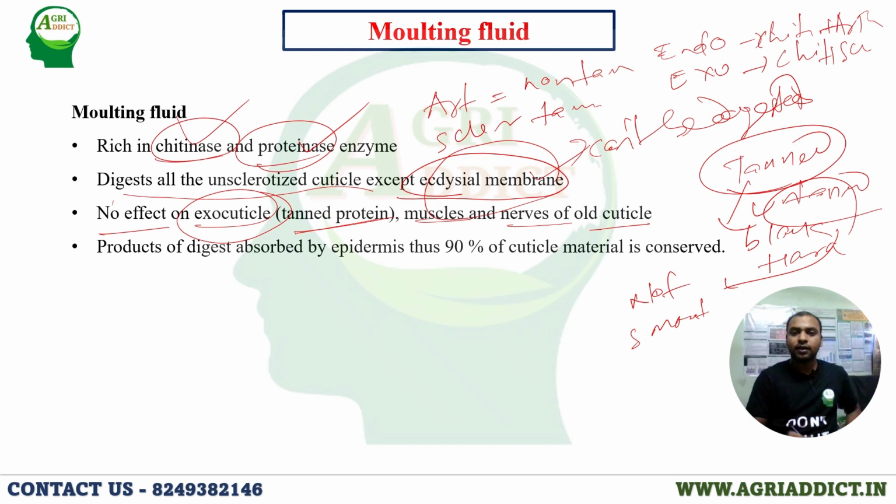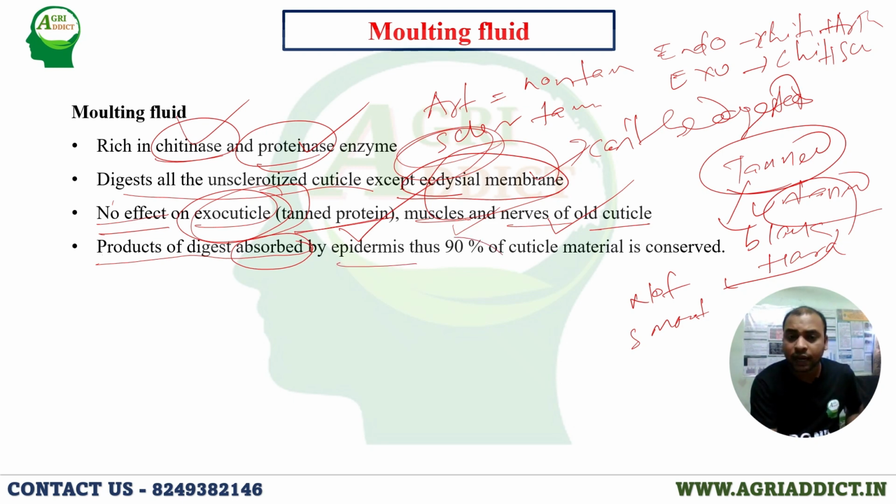That means during this molting process, this sclerotin will not be digested. That means the exocuticle remains the same. So that's why it is called no effect on exocuticle. That is called a tanned protein. On muscles also there is no effect, and nerves also no effect. And the products of the digested cuticle are absorbed by the epidermis, 90%, and the cuticle material is conserved.